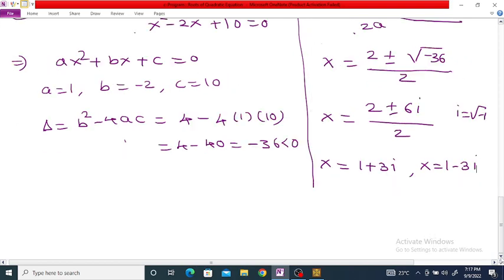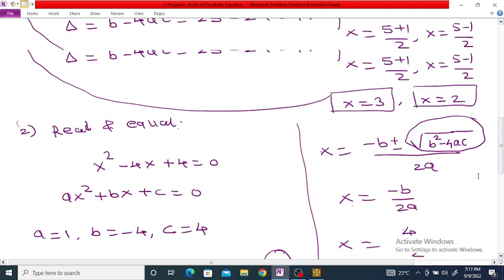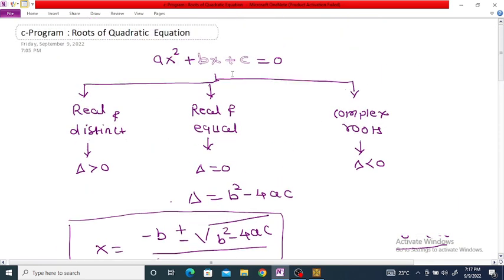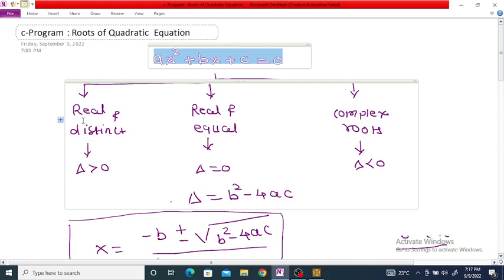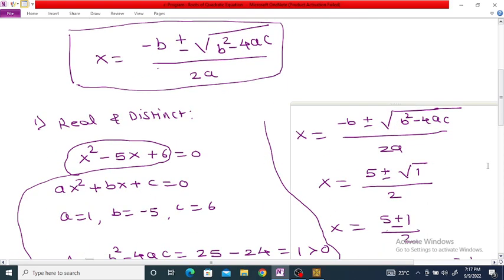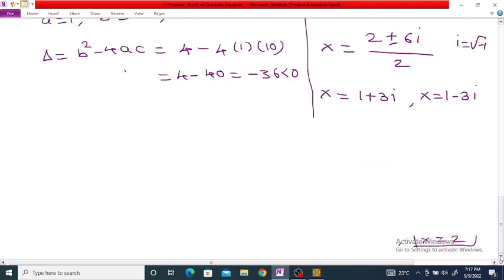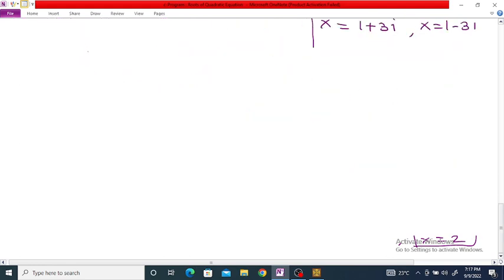Okay, so these are complex roots. Now next, hope you understood that if ax square plus bx plus c is the given equation, then the quadratic equation has 3 types of roots: real distinct, real equal, and complex root. Now in the C program, first we are going to determine whether roots are real and distinct, real and equal, or complex.